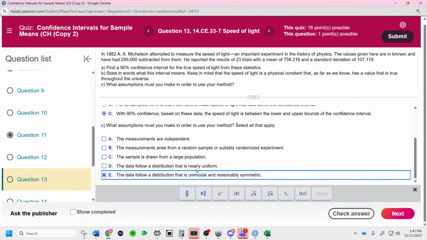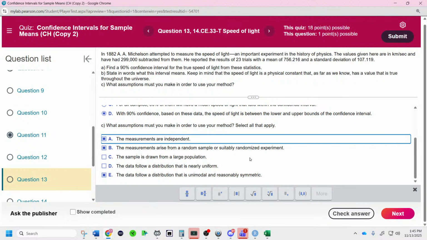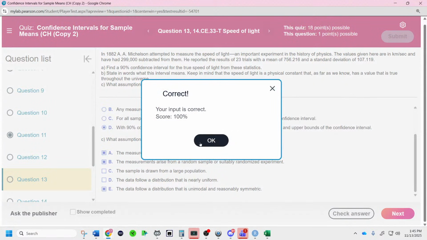It's not that it follows a uniform. The sample is drawn from a large, no. The measurements arise from a random sample or suitably randomized experiment. They're independent. And I think that's got it.